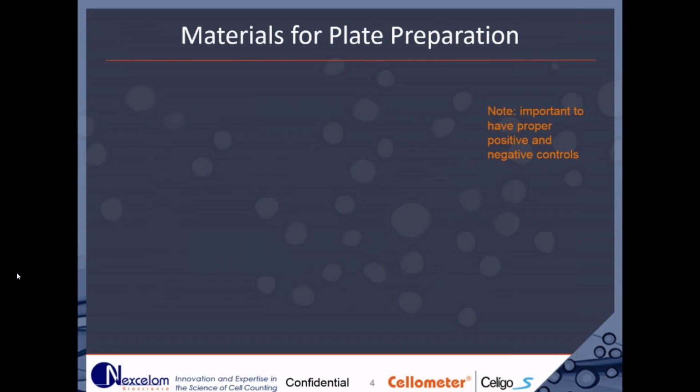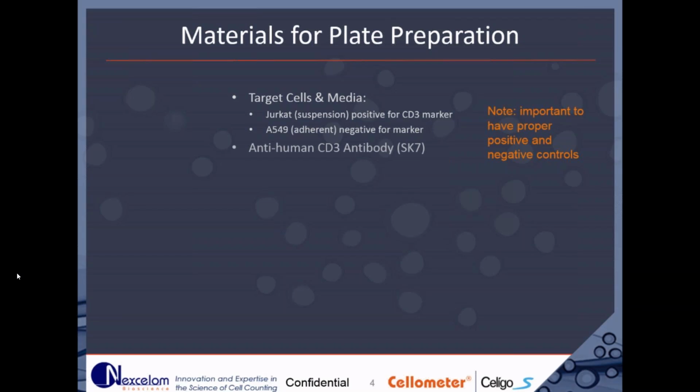So moving on to how to prepare your plate, it's very important to note you need to have a positive and negative control for this assay. So clearly identify you've got the right antibody bound. In today's experiment or training session, we're going to have two cell types. One that is positive for this CD3 marker, which is our Jurkat suspension cell line, and then a negative cell line, which is the A549 adherent cell line that doesn't have the marker. Our antibody of interest today is the anti-human CD3 antibody, SK7. And then we have our negative control antibody isotype, which is our MOPC21.